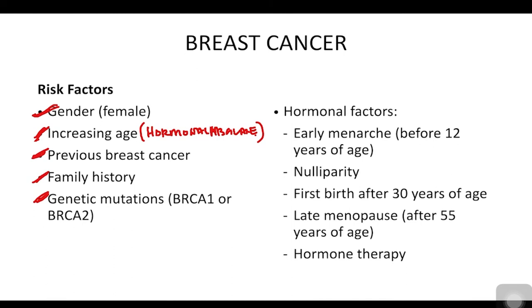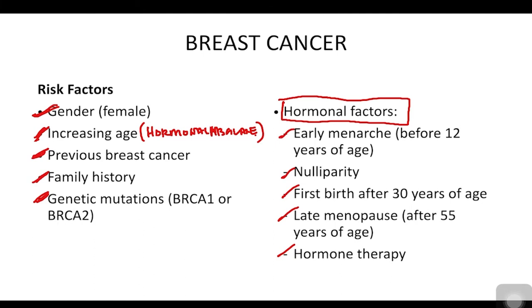Okay, for hormonal factors, this is specified. If ever the patient, study shows that women before 12 years of age of menstruation are highly at risk for breast cancer. Nulliparity. Okay, so also first birth after 30 increases the risk for cancer. Late menopausal stage, which is after 55 years, and people undergoing hormonal therapy.